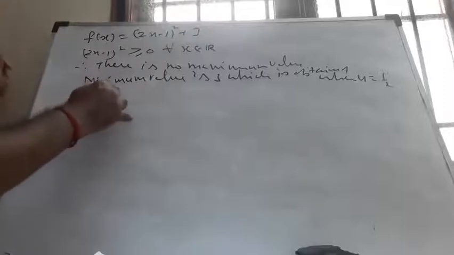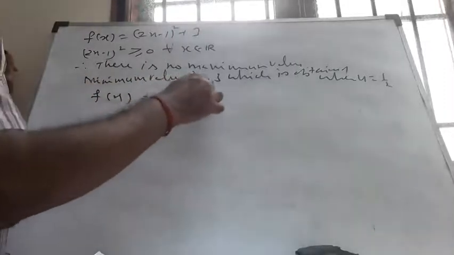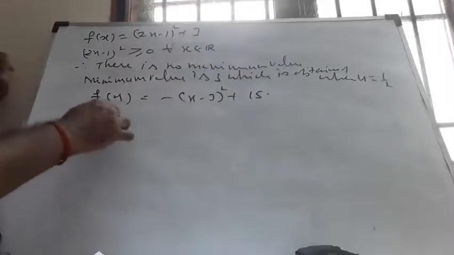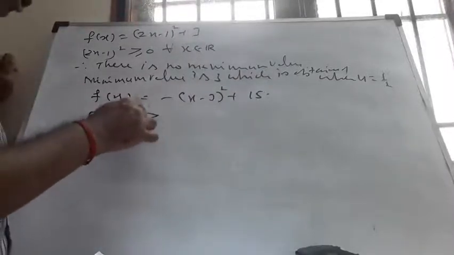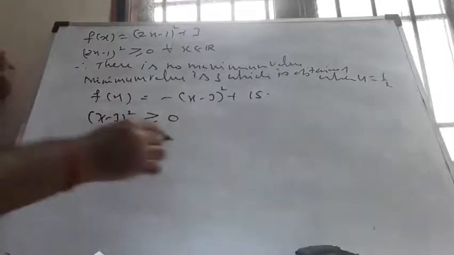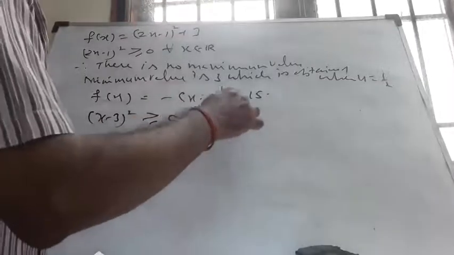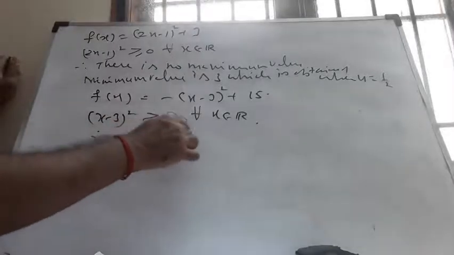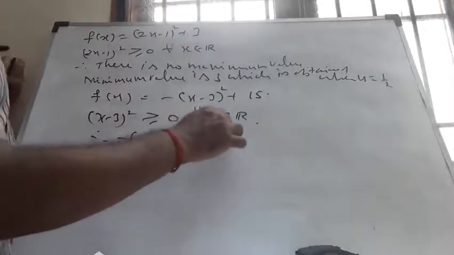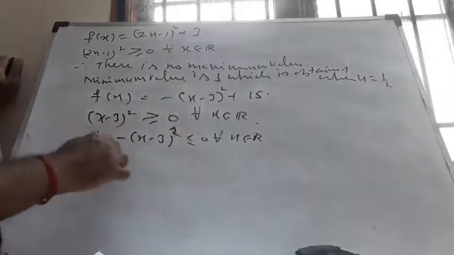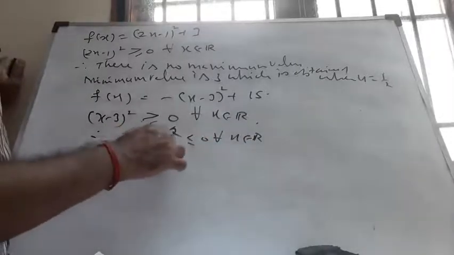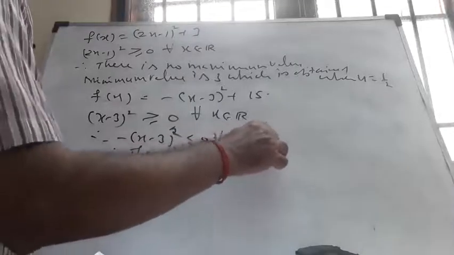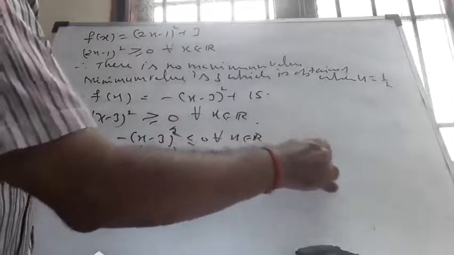Similarly, think about the maximum minimum value of minus (x minus 3) whole square plus 15, let us say. Just listen, this is again a logical question. (x minus 3) whole square is greater than or equal to 0 for every x element of R. Therefore, minus (x minus 3) whole square is less than or equal to 0 for every x element of R. Therefore, there is no minimum value.